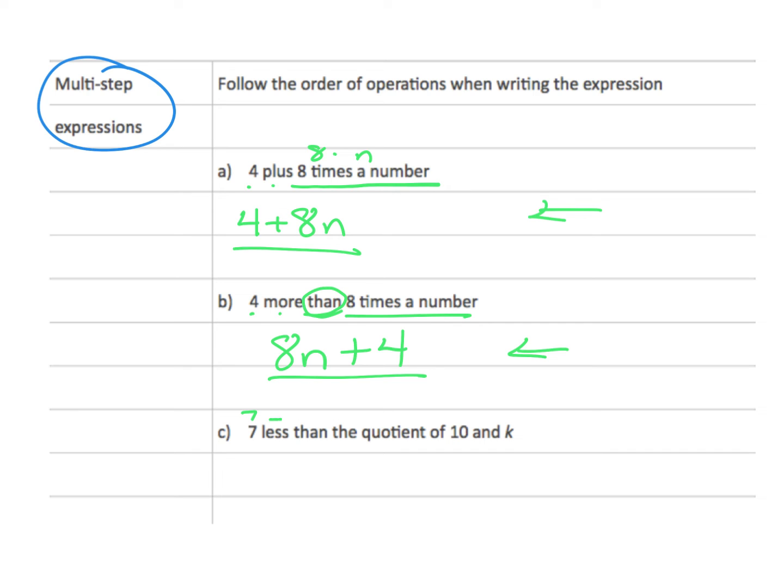So 7 less than means we switch around, so I'm going to circle it for now. The quotient means we're going to divide. And 10 is the first number, k is the second number. So let's do the quotient of 10 and k first. So we're going to go 10 divided by k minus 7, because that then switches it around.